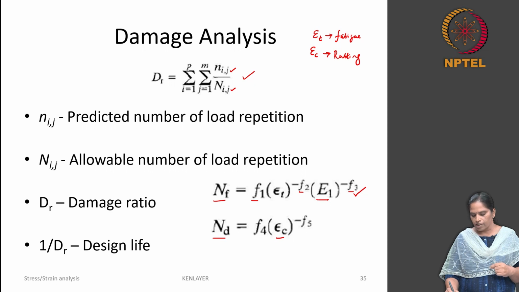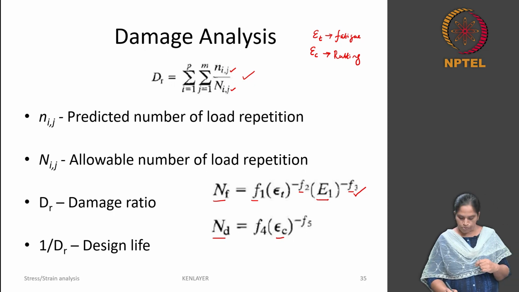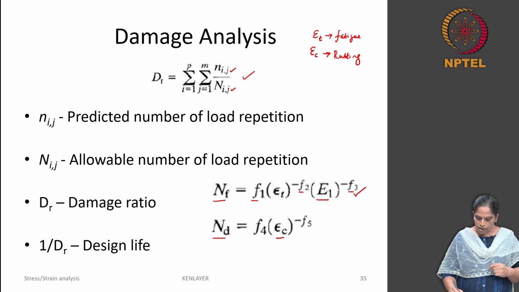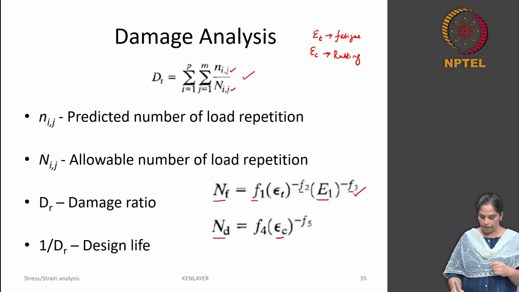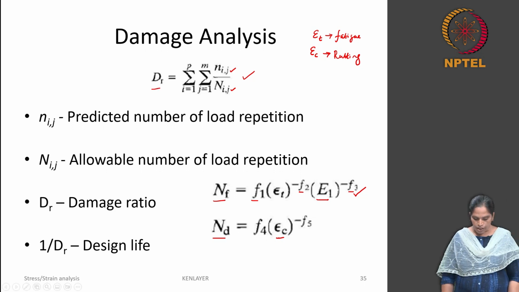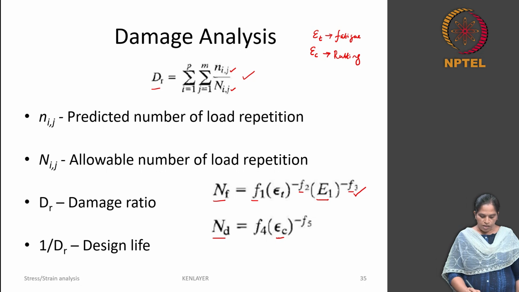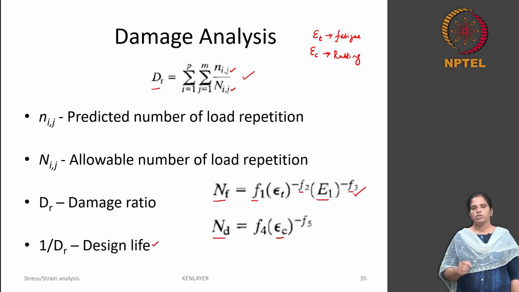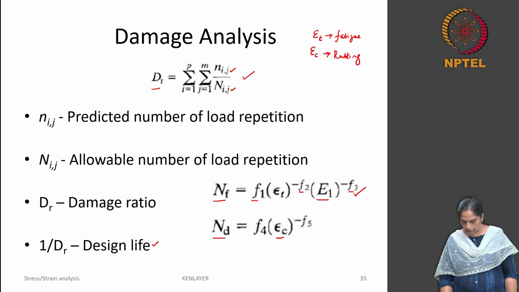This Nd corresponds to the rutting damage. For any given load value, you can compute epsilon C, and for any given period, you can compute these Nf and Nd values. Once you know these values, the damage ratio can be computed using these expressions. Knowing the damage ratio, its inverse gives you the design life of the pavement.